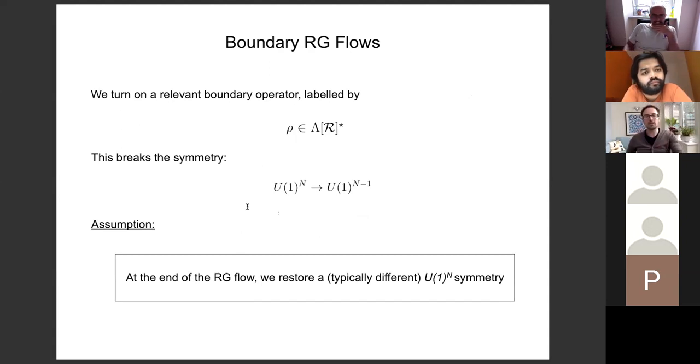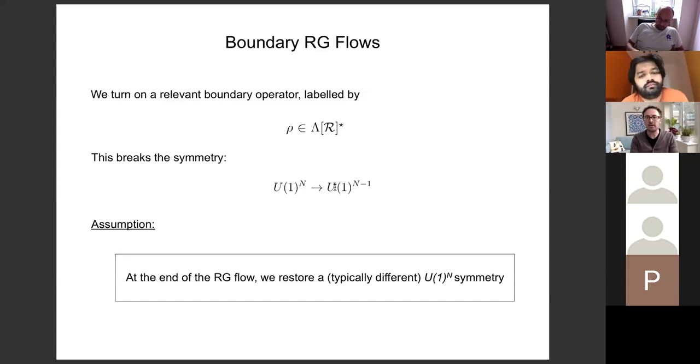All right, so we're going to perturb by a relevant operator labeled by some vector rho. Those operators carry a charge, and therefore perturbing by them necessarily breaks the U(1)^N symmetry that I wanted to preserve. And in general, it breaks it to U(1)^(N-1). To figure out where we're going to end up, I need to make one assumption. And with this one assumption, everything else follows.